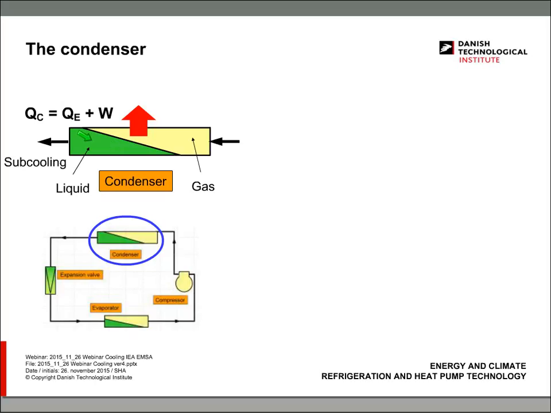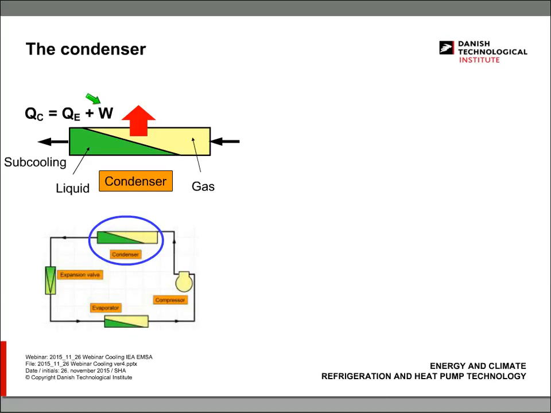And if we continue to cool this refrigerant by air or water, then in the end we get what we call subcooling, that the temperature of the liquid is a little bit below boiling point. But in principle, the energy that we extract here is the amount of energy added to the evaporator plus the energy added to the compressor, and then perhaps 10 to 15% in losses.